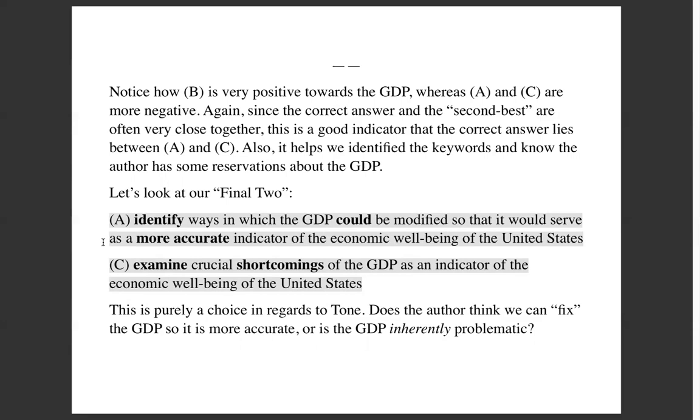Whereas C is slightly more negative, right? Examining crucial shortcomings of the GDP. He's not saying that it's currently accurate. So this is where you might have to go back to the passage. Does he offer any praise of the GDP in terms of its accuracy? If he says, yeah, it is accurate, we just need to make it better, okay, well then A is our answer. But if he doesn't praise the GDP at all, and the whole thing is nothing but negativity towards the GDP, well then C is going to be our correct answer.